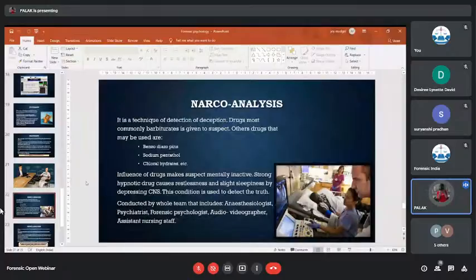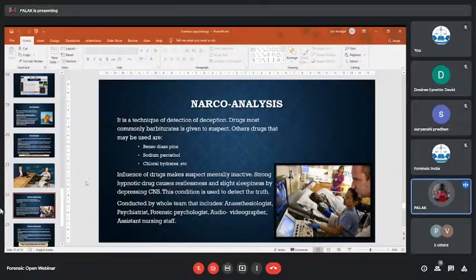Then narcoanalysis is a technique of detection of deception. Drugs, most commonly barbiturates, are given to the suspect. Other drugs that may be used are benzodiazepines, sodium pentothal, chloral hydrate, etc. Influence of drugs makes the suspect inactive. A strong hypnotic drug causes restlessness and slight sleepiness by depressing the CNS. The condition is used to detect the truth.